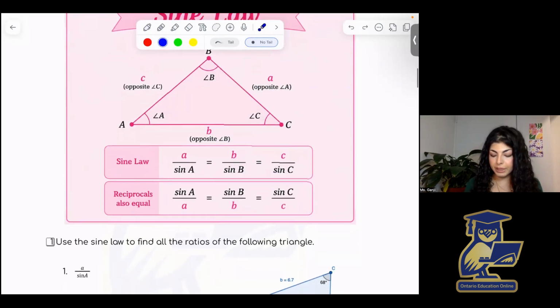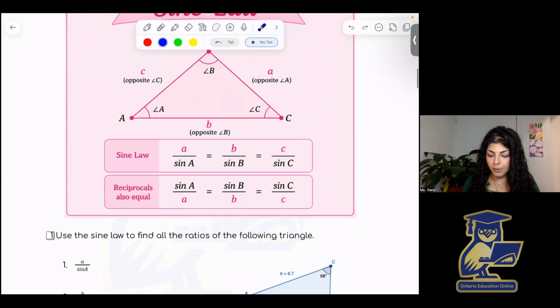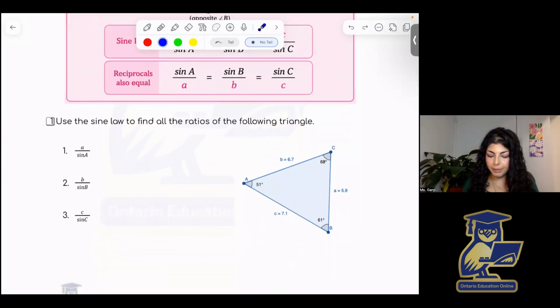And that's why, for example, if you're solving for B itself, maybe you start with this, so then your rearranging is a little bit easier. You just have to multiply by B there. So let's start with our first example here.